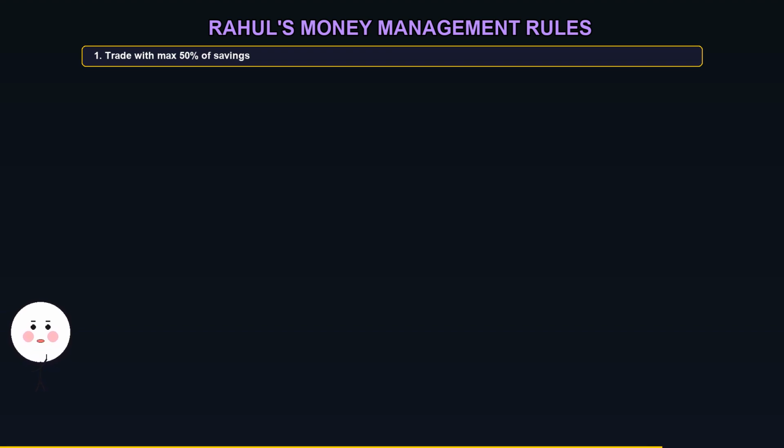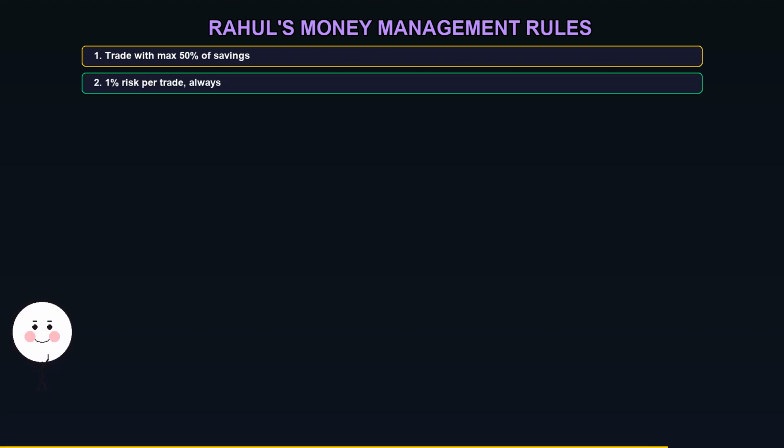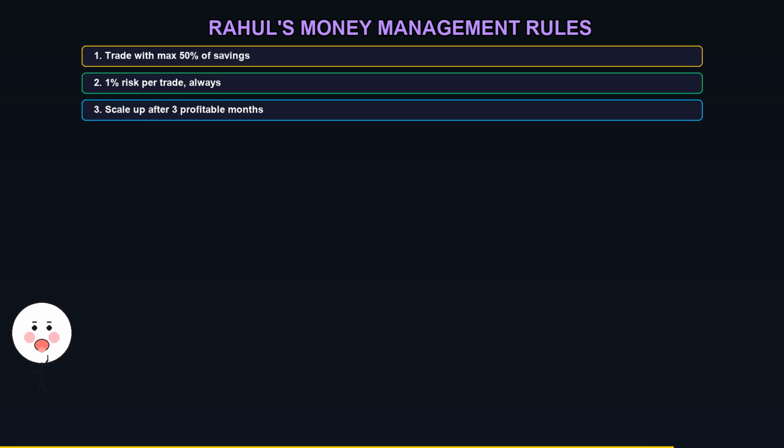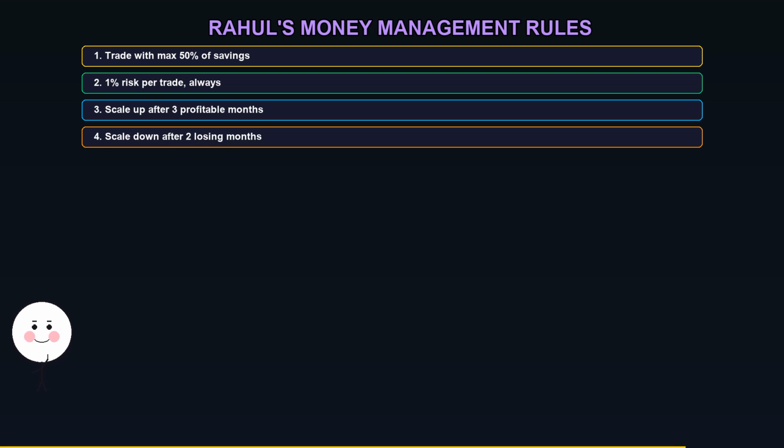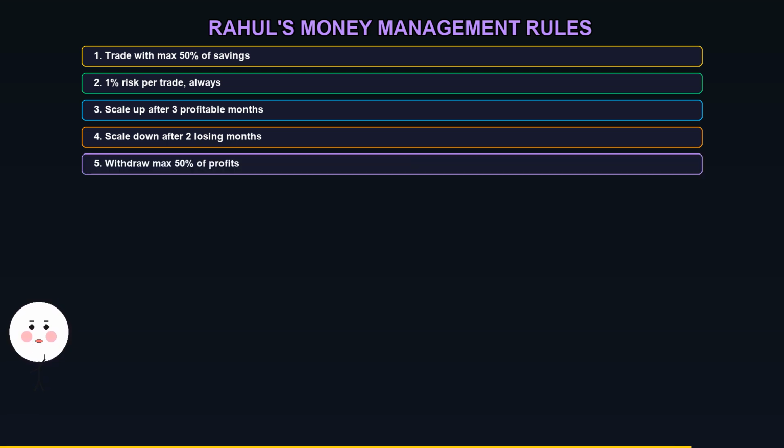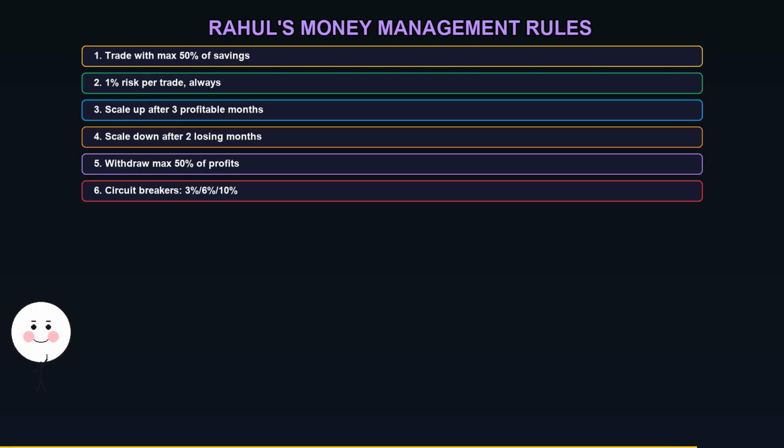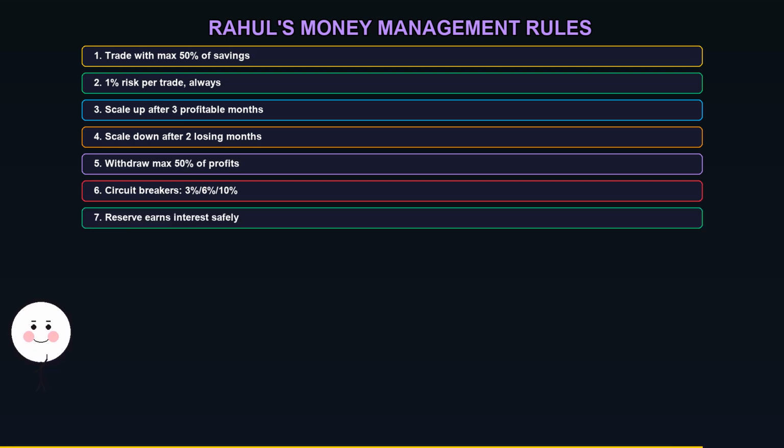Rahul's money management rules. 1. Trade with maximum 50% of savings. 2. 1% risk per trade always. 3. Scale up after 3 profitable months. Scale down after 2 losing months. 4. Withdraw maximum 50% of profits. 5. Daily loss limit 3%. Weekly 6%. Monthly 10%. 6. Reserve earns interest while you trade. 7. 6 months to prove your system before scaling.